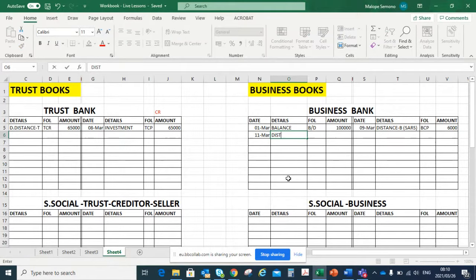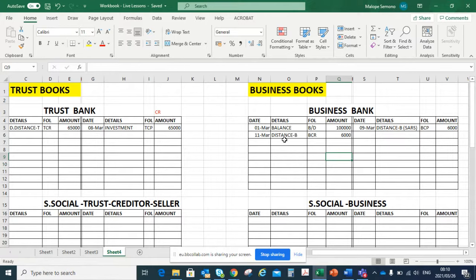On the 11th of March, we received money from what? From distance business. Remember, I'm going to say B. And that money obviously is the one that we paid to SARS. And then obviously when we receive, we can call it business cash receipt. Okay. And we received how much? 6,000. You see now? So we received that 6,000 that we paid on his behalf.